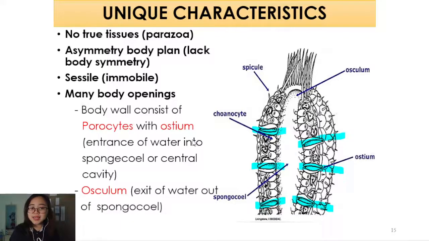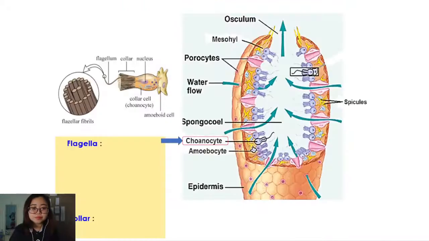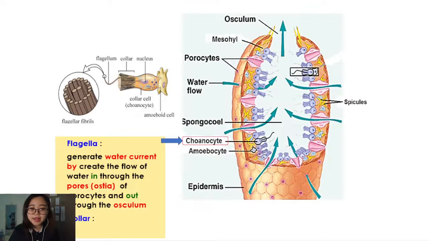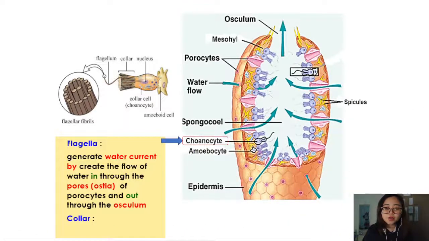Another opening in the sponge's body is the osculum, which is where water will exit out of the sponge's cell. So this up here is the osculum. Now, once again, this is a diagram that is showing the body plan of sponges. And we are going to be looking at the choanocytes. Okay, in the choanocytes, you will find the flagella, which will beat to generate water current by creating the flow of water through the pores or ostia of the porocytes and then out through the osculum.